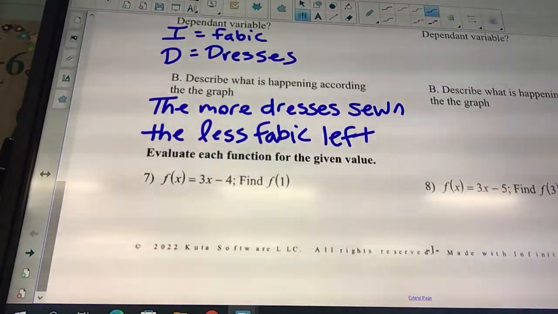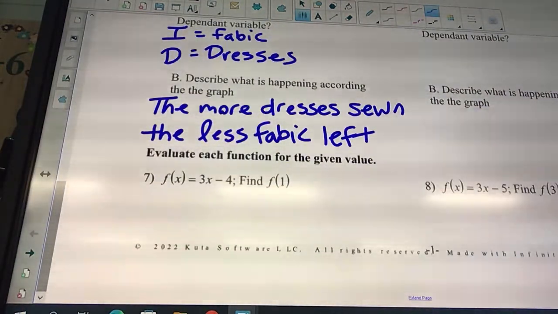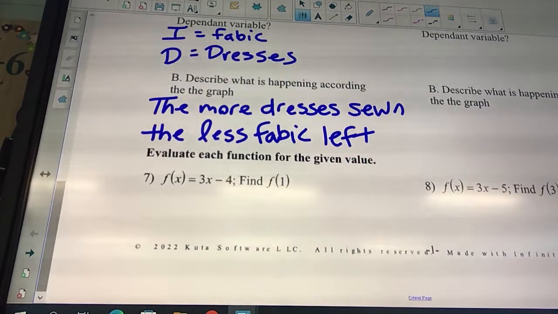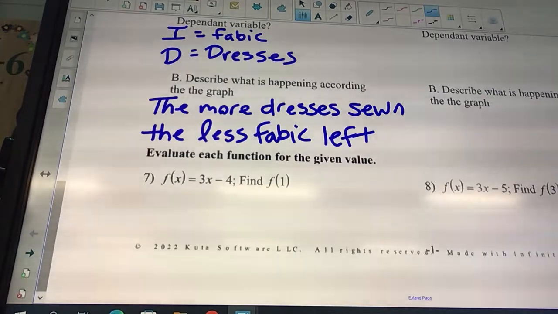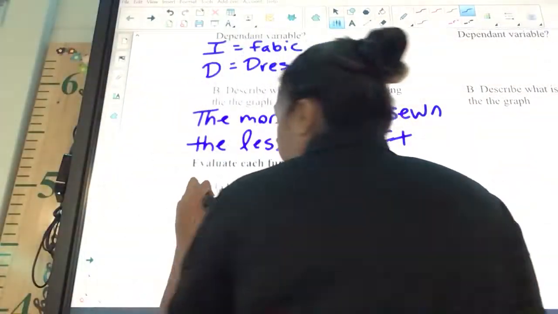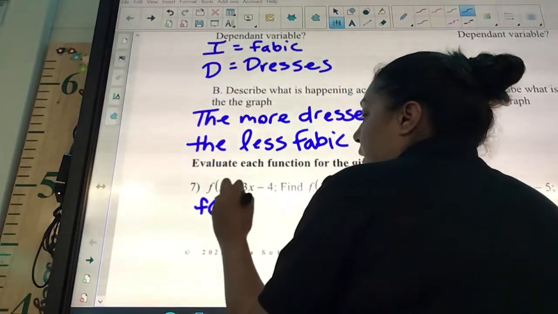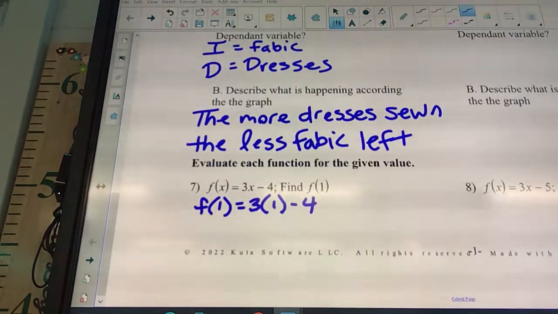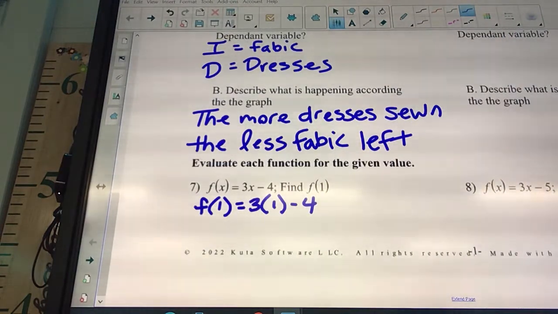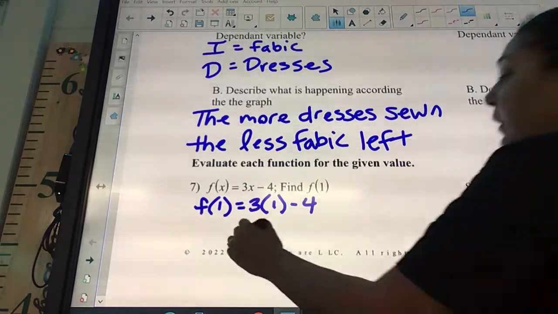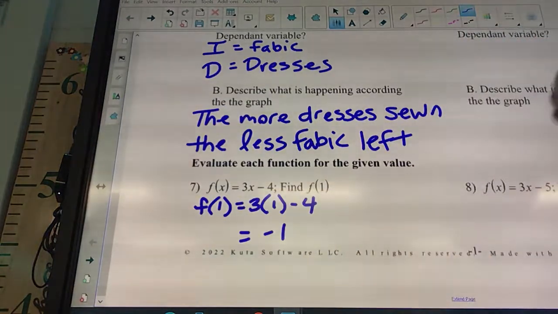Okay, evaluate each function for the given value. What is the given value? 1. Everywhere there's an x, what should we be putting? A 1. So it should look like this. F of 1 equals 3 times 1 minus 4. What is 3 times 1? 3 minus 4 is what? -1. What's wrong with this?